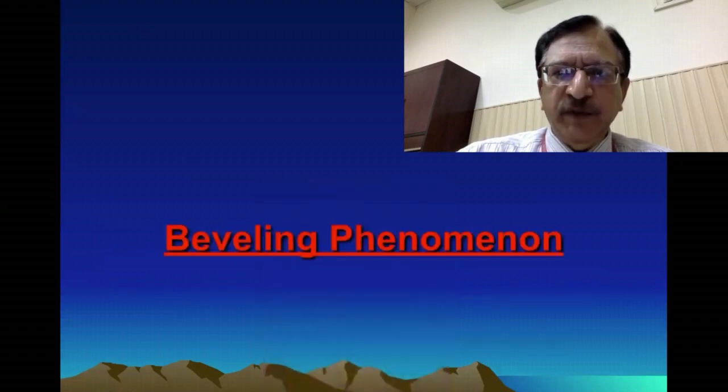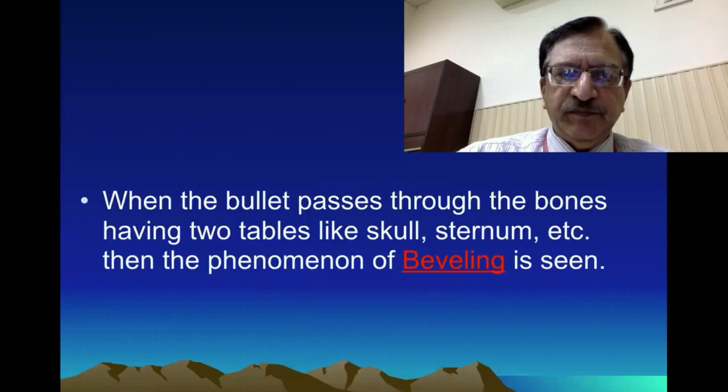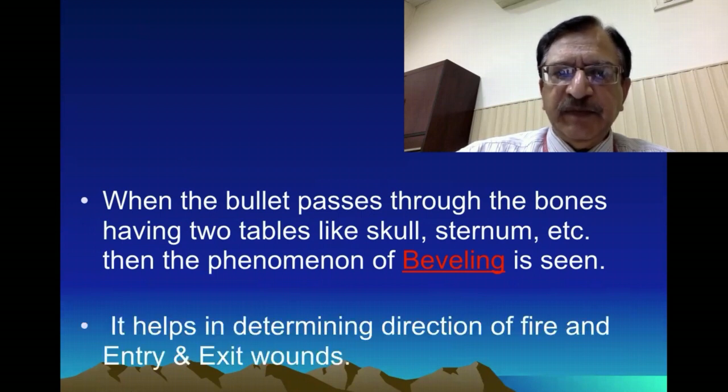Now the bevelling phenomenon. This is also an important phenomenon which is shown by bullets when they are fired on bones having two tables. When the bullet passes through bones having two tables like the skull and sternum, then the phenomenon of bevelling is seen. It helps us in determining the direction of fire and the entry and exit holes.